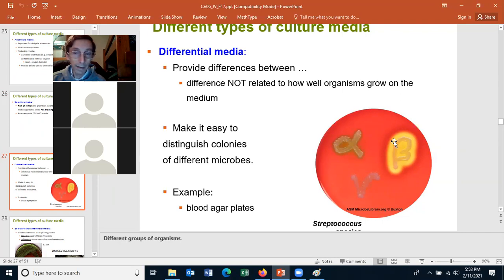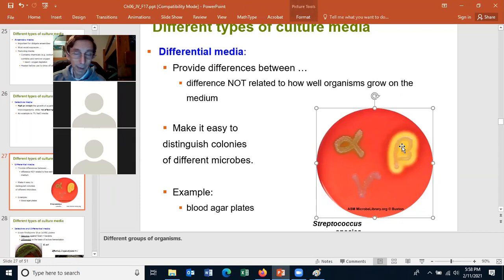And then this is beta hemolytic bacteria. The white in the beta is where the bacteria are. And then this clear region is where all of the red blood cells have been lysed in beta hemolysis. So differential media makes it easy to distinguish between colonies of different microbes.